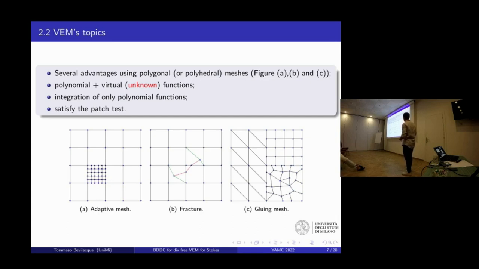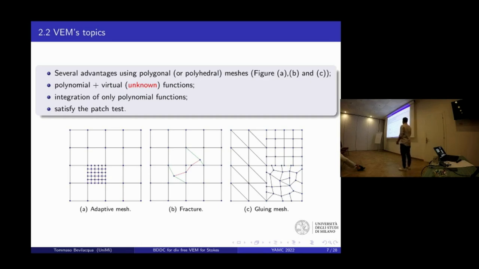Also, you can handle fractures in the mesh. You can simply add some nodes, and you don't have any problem handling this type of element. And also, you can use them when you have to collect data from different discretizations of some space, and you can glue together different discretizations of a mesh without any problem.